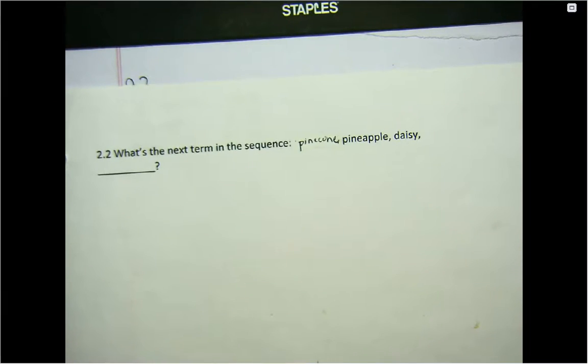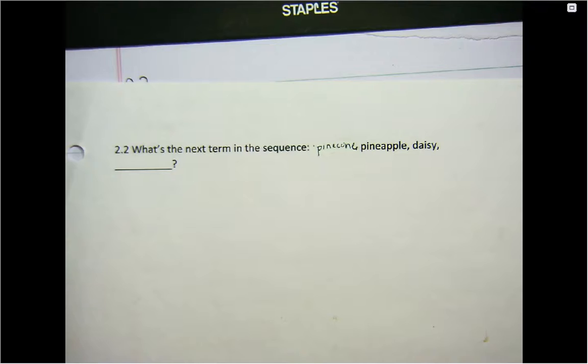So the question in this series is, what is the next term in the sequence? We had pine cone, pineapple, daisy. What next? What next do you think would possibly have those spirals, and we're getting more and more of them? Roses. Pardon? Roses. That's a very good question. I wonder if roses have that number of petals.